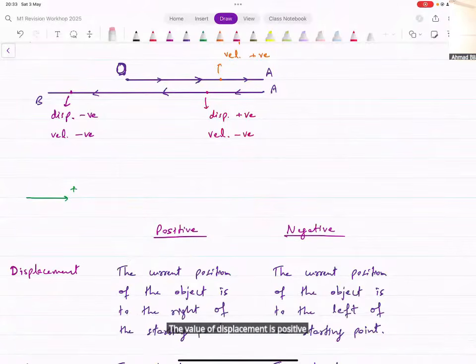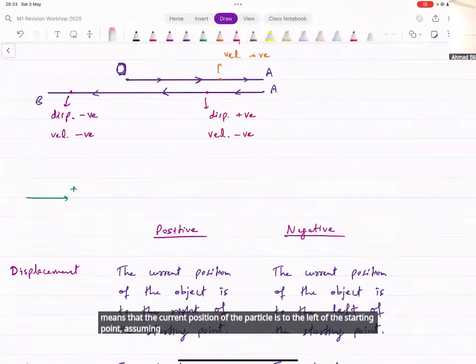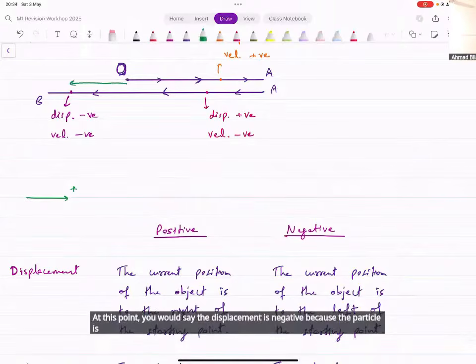And a negative value of displacement means that the current position of the particle is to the left of the starting point, assuming that the right side is positive. So in this case, for instance, if the particle was here at this point, you would say the displacement is negative because the particle is to the left of the starting point.